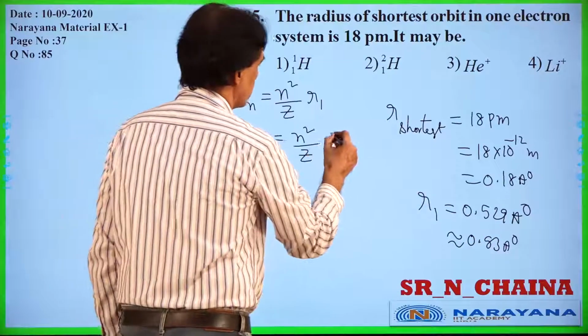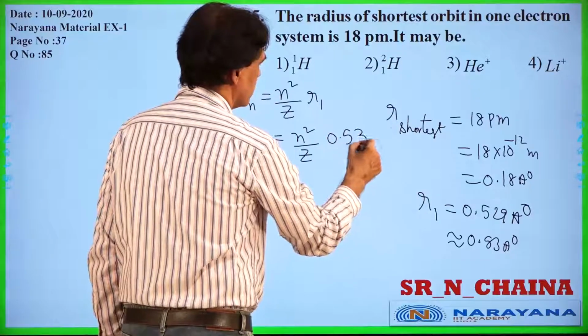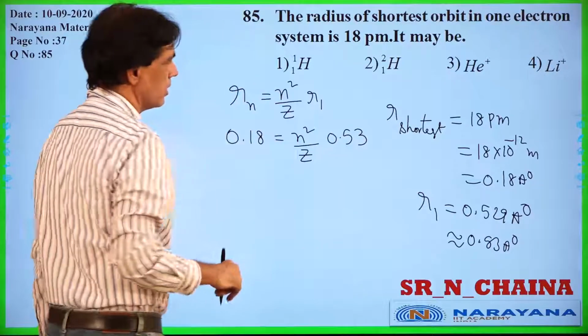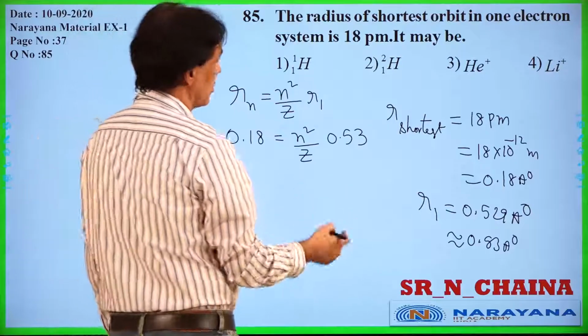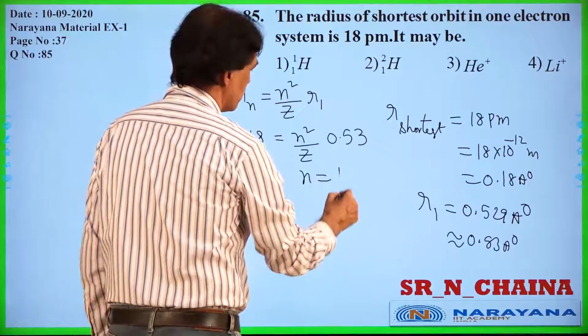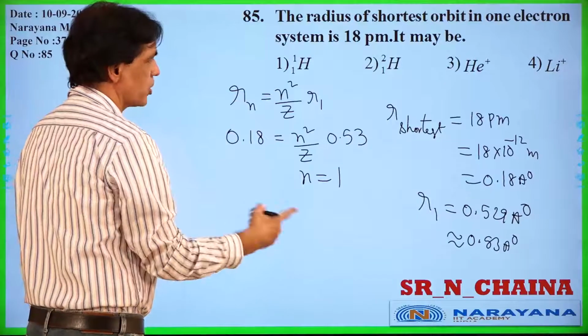Okay, so I'll write it here as 0.53 angstrom units. This is also converted into angstrom units. This side is also converted into angstrom units, and it should be shortest. So I'll take n as 1. n as 1 for shortest.